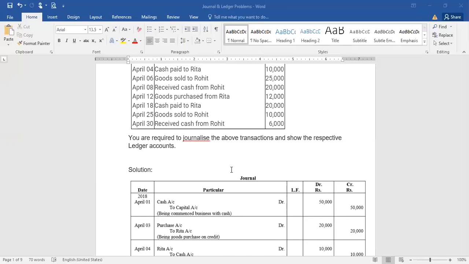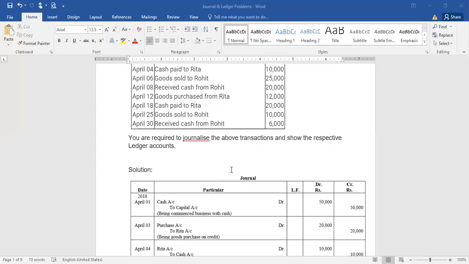Debit the receiver, credit the giver. So Rohit account debtor to sales account. Received cash from Rohit. So cash is coming, cash and Rohit, the two accounts are involved in the transaction. So debit the receiver, credit the giver. Rohit is giving us, therefore his account is credited.